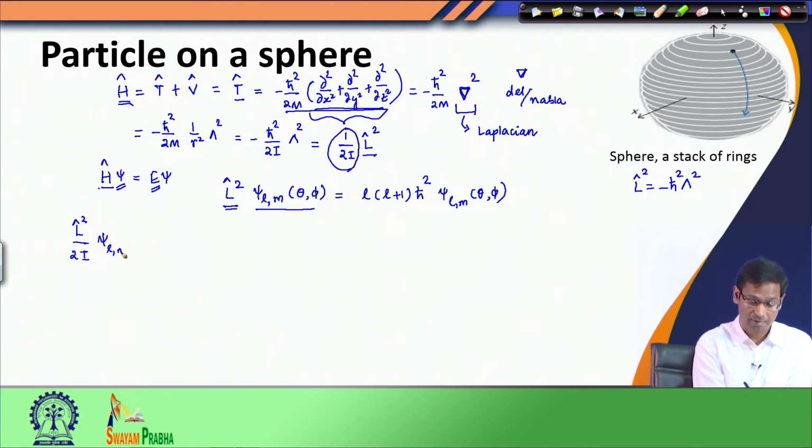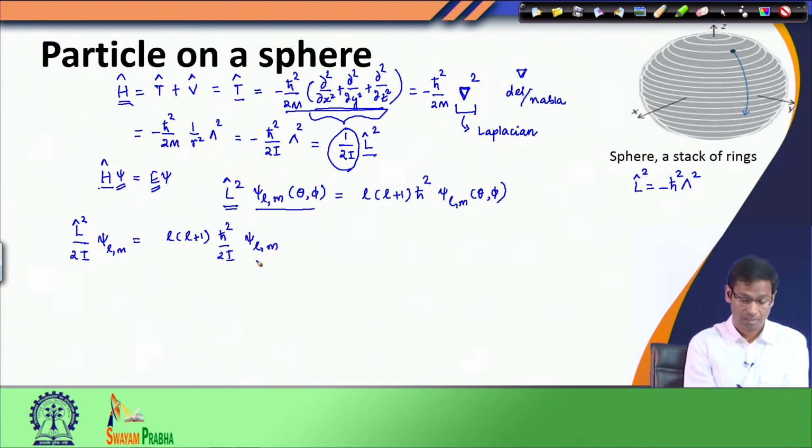So, psi L m are again the eigenfunction of the Hamiltonian operator, because in this case you can see that I can use the eigenfunction of the L square operator as the eigenfunction of the Hamiltonian operator. So, when I look at the right hand side, now this is my Hamiltonian H psi equals E psi, where the energy is given here.